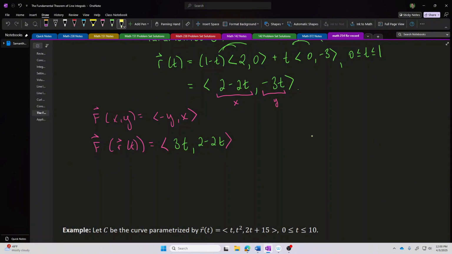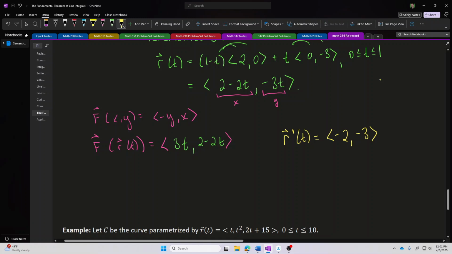Meanwhile, alongside that, I'm going to need to find the derivative of the parameterization with respect to t. I'm going to need to get these tangent vectors, so I can do that one component at a time. The derivative of 2 minus 2t with respect to t becomes negative 2. The derivative of negative 3t with respect to t becomes negative 3.